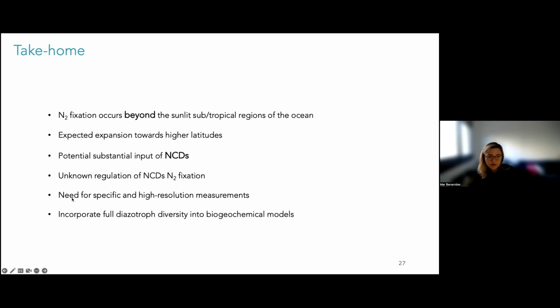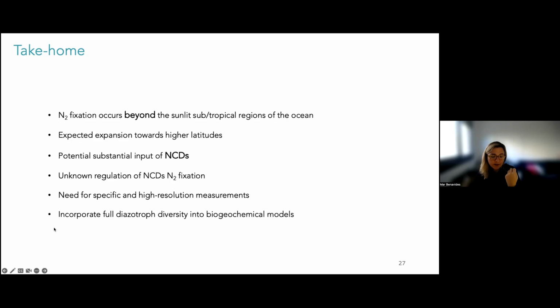Beyond that, I think that we need more specific methods and also high resolution measurements. If you think about the model that I showed you of nitrogen fixation associated with a particle, you see that it happens in a very particular window in time, meaning that if you're measuring just before that window or after that window, you're just going to miss it. So probably we need underway methods that are able to tell us what is going on at a higher temporal resolution so that we don't miss the actual peaks.